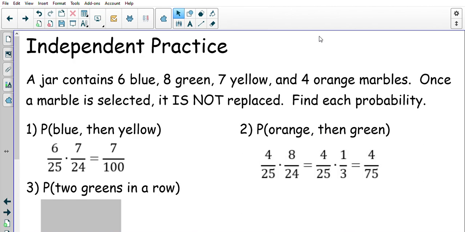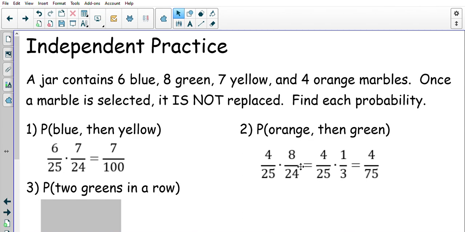Number 2, probability of orange, then green. Orange is 4/25. Green is 8/24, which by the way reduces to 1/3. Multiply straight across, you get 4/75. One thing I want to stress, I remember a mistake students make a lot of times in years past, is they think that after the first problem, for example, all of a sudden we now have 23 marbles and 22. We start over with each new question. So we start with our original 25 marbles. That's just something to keep in mind.